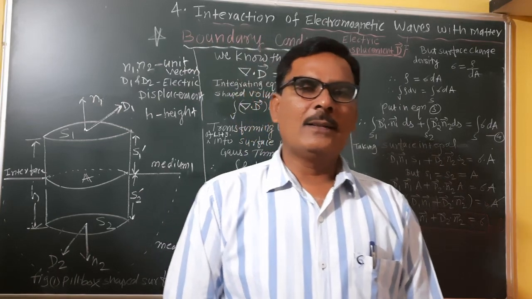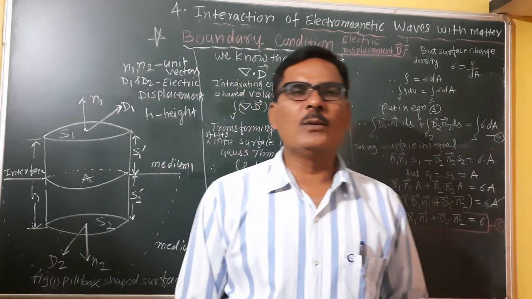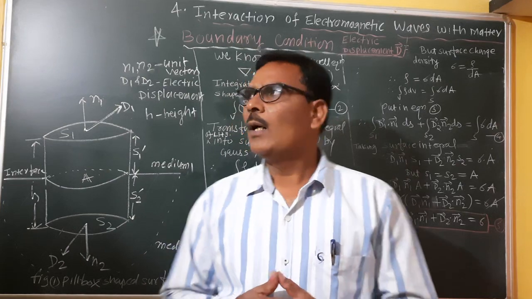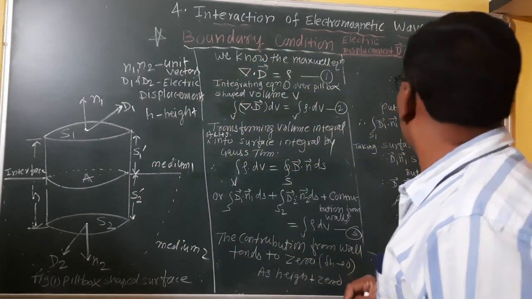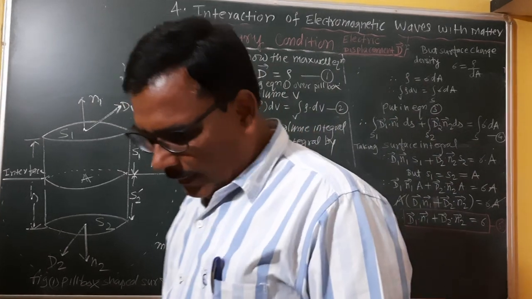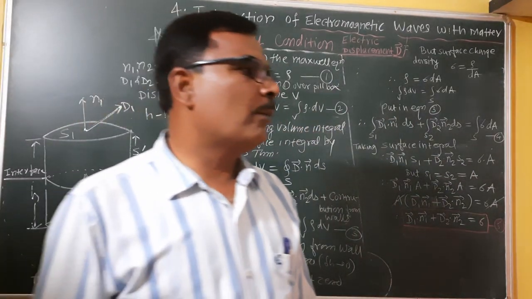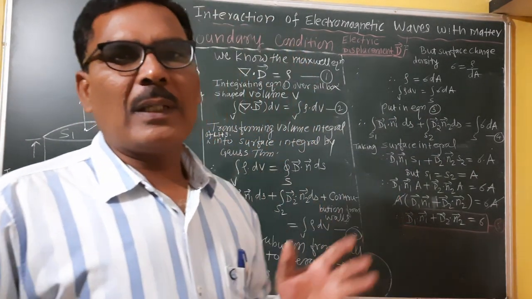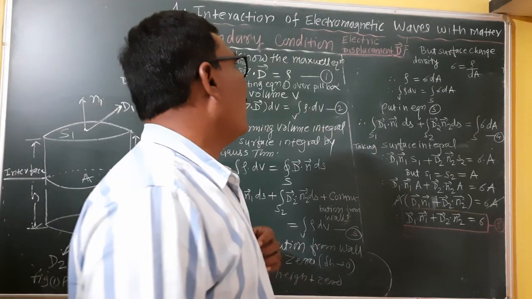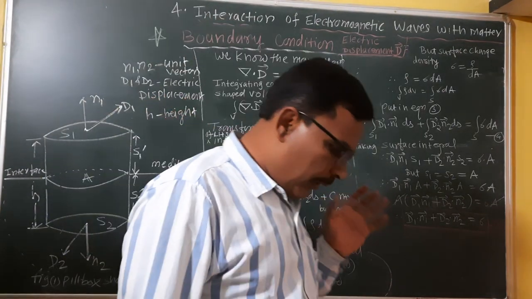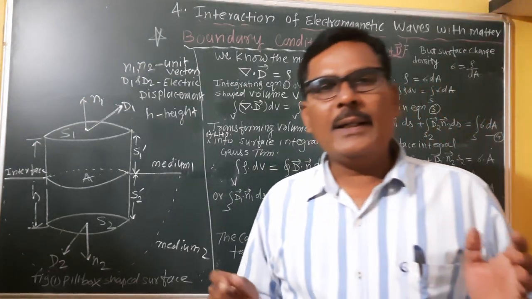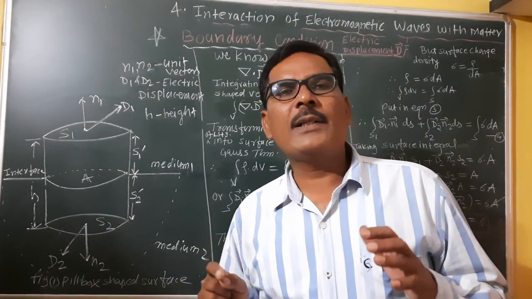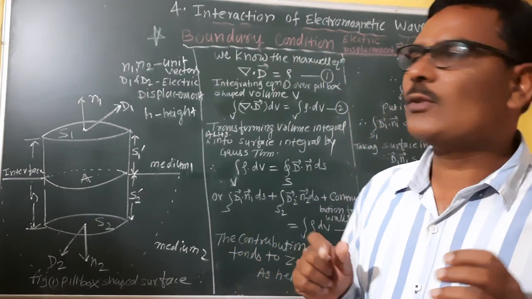Friends, in the last period we started the new topic, topic number 4, the interaction of electromagnetic waves with matter. In this topic, first of all, we have studied the different types of boundary conditions. In that, we have discussed the boundary conditions for B bar, E bar, D bar and H bar. These four boundary conditions we are going to study in this topic.